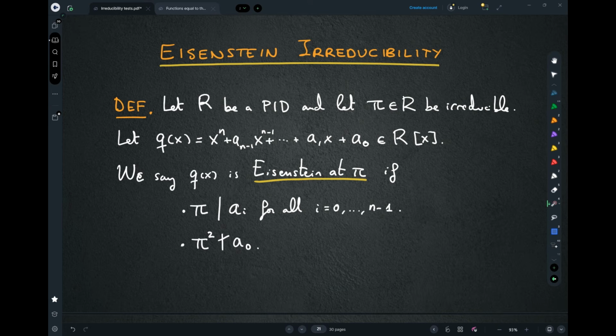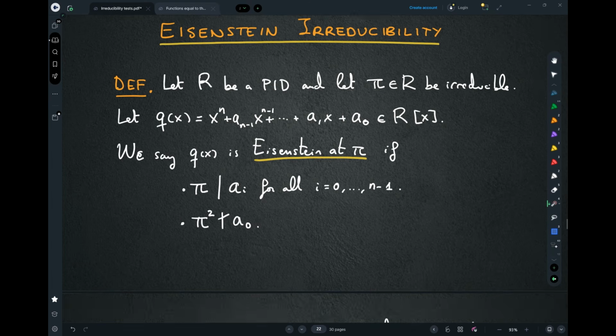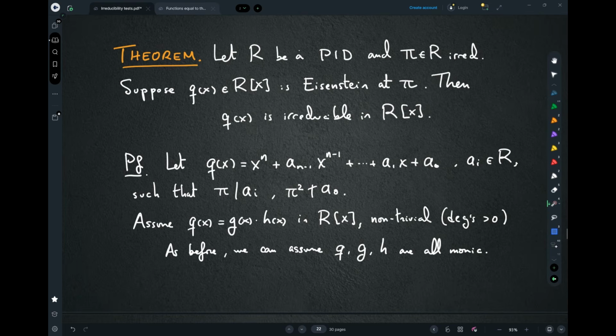Then these polynomials are going to be irreducible. A polynomial that satisfies those two conditions is called Eisenstein, and those are going to be irreducible polynomials. Let's show why. Here's the theorem: if you have a PID, an irreducible element, and a polynomial Q that is Eisenstein at pi, then Q is irreducible. Why is that? Take Q to be a monic polynomial. Pi divides all the coefficients a_i. Pi squared doesn't divide the constant term.